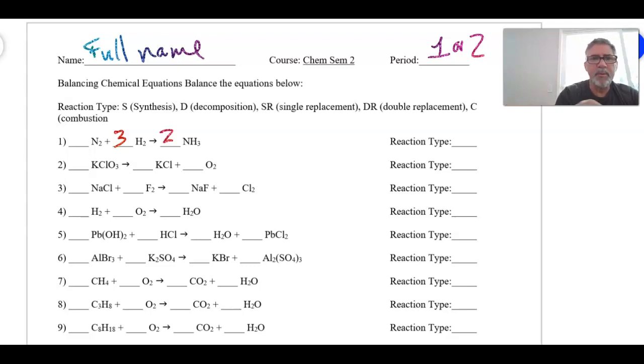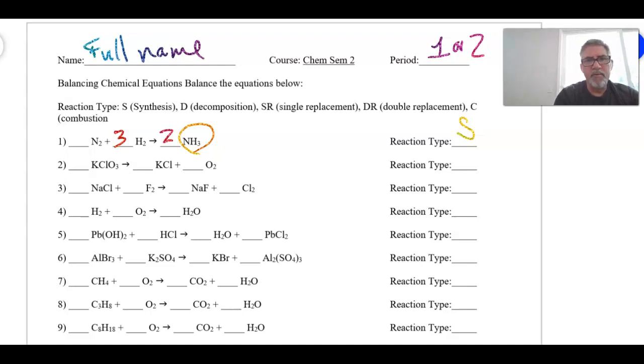Now I have all the things balanced. Under reaction type, we have a single product here. The single product, remember, it's a synthesis reaction. Okay, so that's an example. I'll give you number 3. I'll help you with that one too.